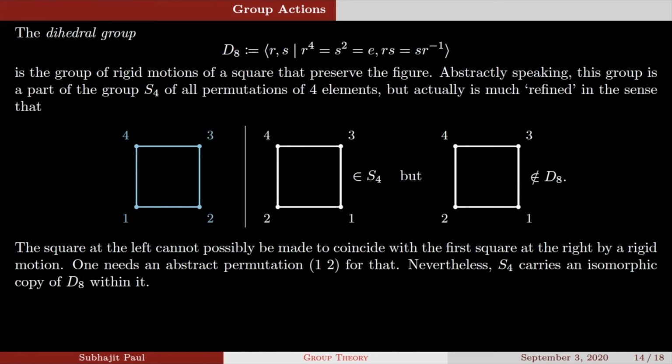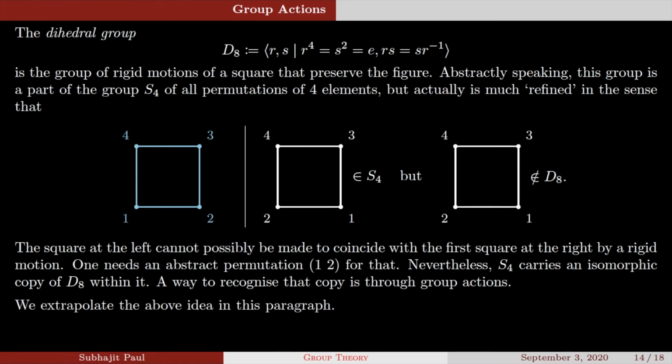Nevertheless, S4 carries an isomorphic copy of D8 within it. A way to recognize that copy is that S4 carries D8 as a subgroup. Now, the way to trigger that subgroup is through group actions. How do we do that? That is our point over here. So we extrapolate the above idea in this paragraph.